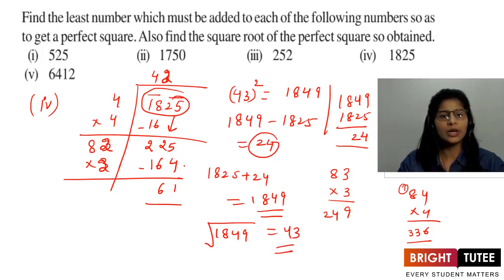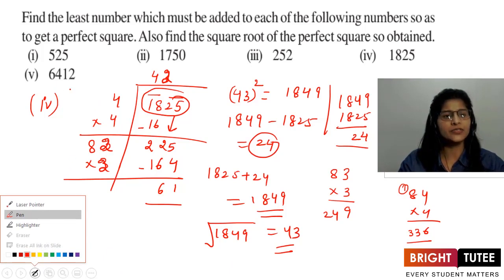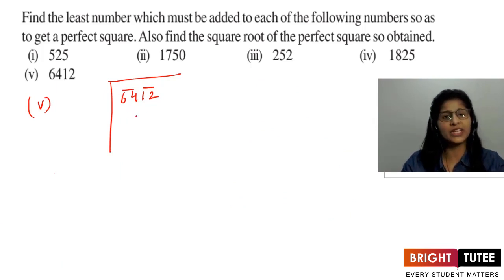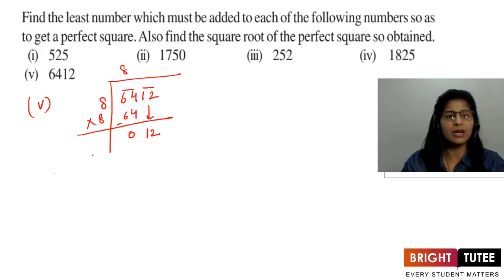Clear? Now let us start with the last part, and the question will be completed. The last part is given as 6412. Let's try that out. So form the bars, then start dividing. First of all, we'll do with 8. 8 8s are 64. So we get 0 from here, and we are going to copy down 12. Double of 8 is 16. We can't write anything because we would get more than it. So we will get 0 here because it is not divisible by 16.